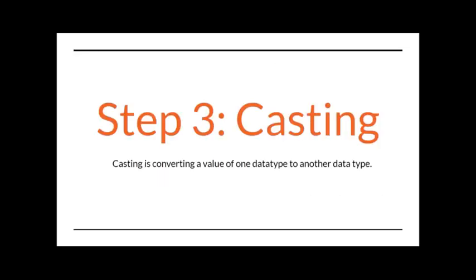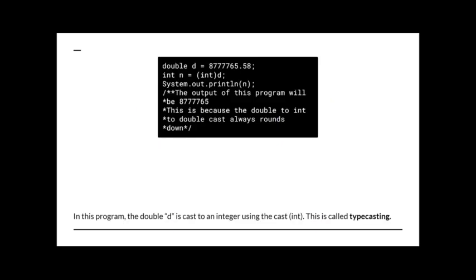So let's look at step 3, which is casting. This is something that you will do relatively commonly in programming, and especially in FTC. This is pretty important when you're doing complex math calculations for Road Runner or whatever complex programming software you may come across. So let's look at how we can modify the value of a variable. First we have this double variable that's named d, and it's equal to around 8 million, 777,765.58.